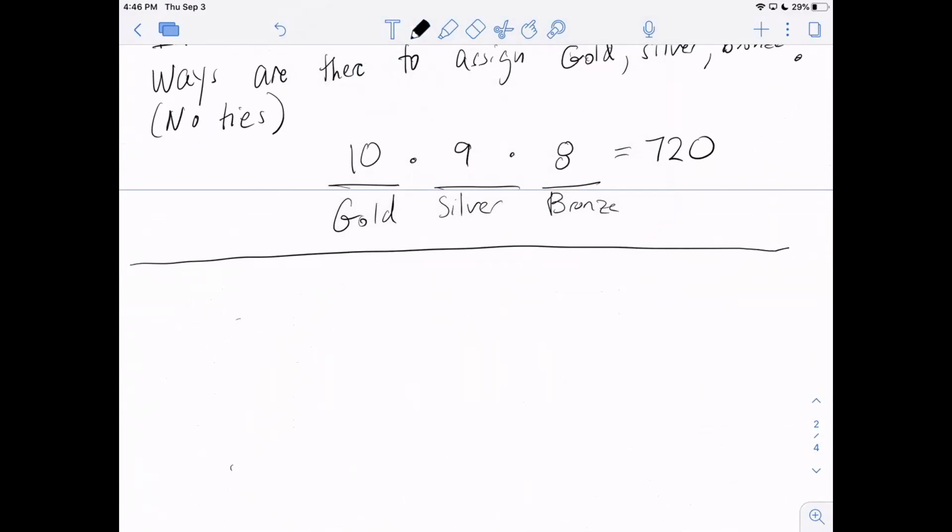So, how many ways are there to rearrange the letters? How many ways are there to rearrange?